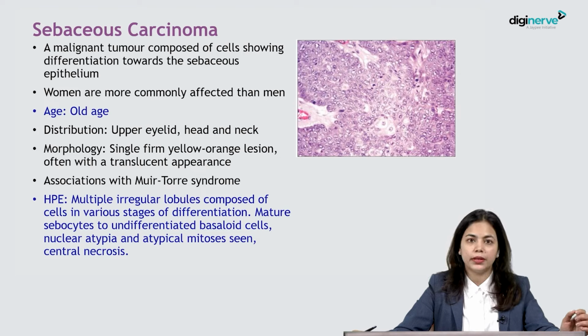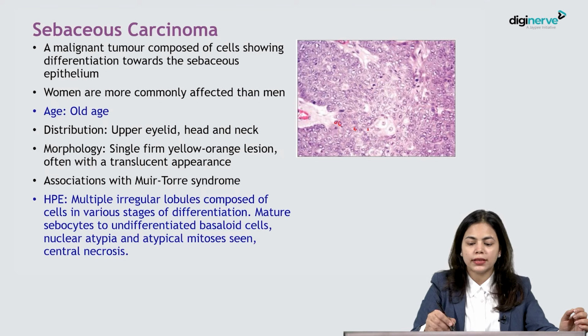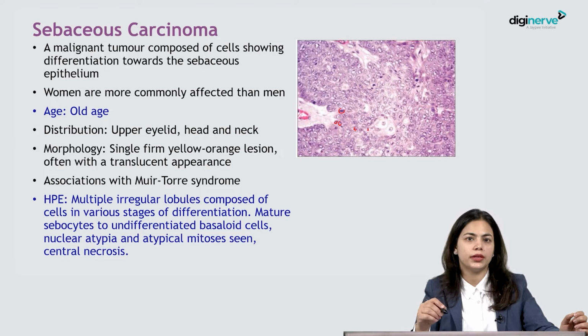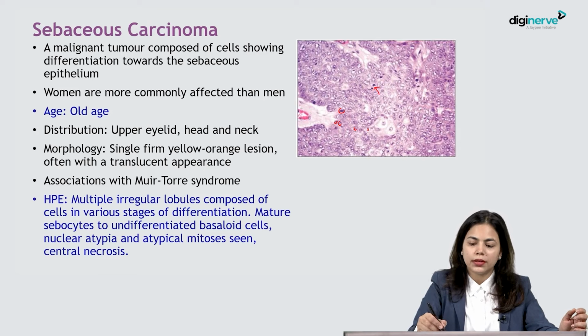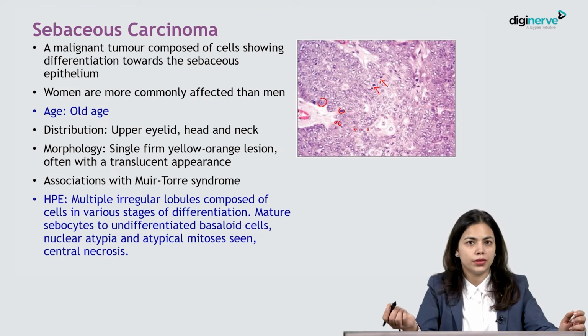Histopathologically, we will have multiple irregular lobules composed of cells in various stages of differentiation. Mature sebocytes to undifferentiated basaloid cells will be seen, and if you look at the histopathology, these cells will not be as smooth, as symmetrical as we saw in sebaceous adenoma or sebaceoma. We will have many mitoses, and many atypical cells which will be a little larger, having irregular nuclei, and that will give us a clue that we are dealing with a malignant counterpart.